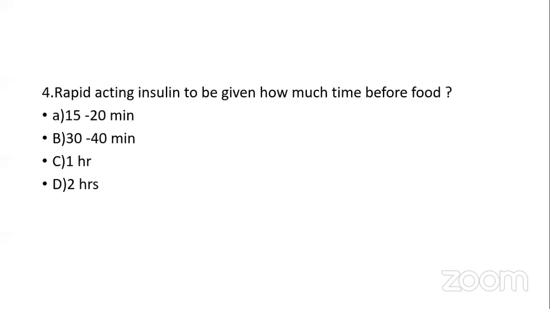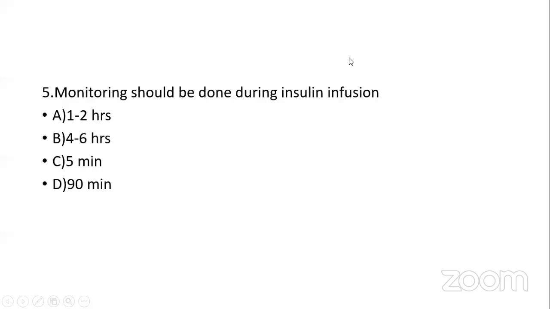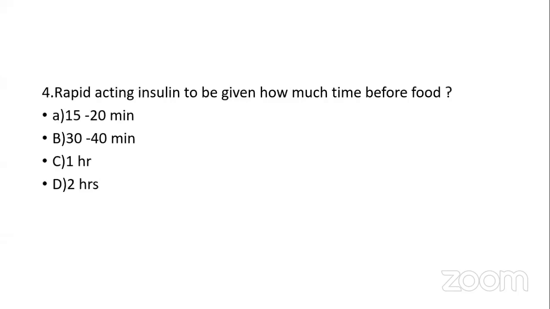Fourth question. Rapid acting insulin should be given how much time before the food? Whether it is 15 to 20 minutes, 30 to 40 minutes, 1 hour, or 2 hours before. Again, most of them are answering A. One or two people have said B also. So again, Sowmya, which is the correct answer? 15 to 20 minutes, ma'am. Yeah, so the answer is A.